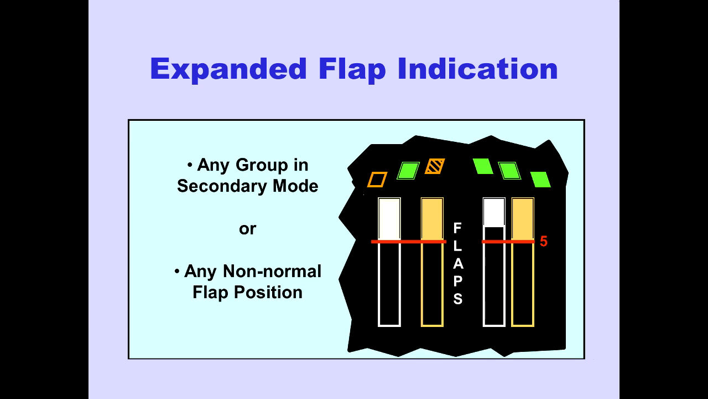Let's look at flap position indications in the secondary mode. An expanded flap position indication is automatically displayed on ICAS if any flap group is in the secondary mode or if any non-normal flap position is detected. The position of each flap group is indicated separately.